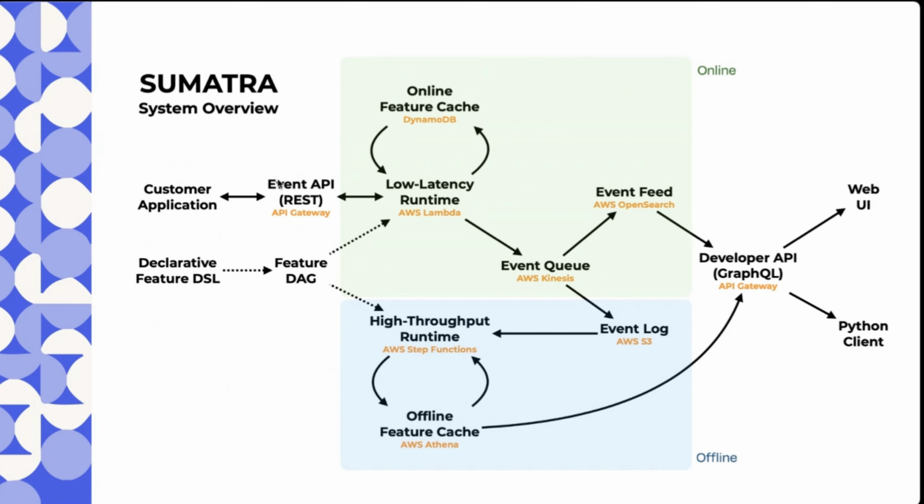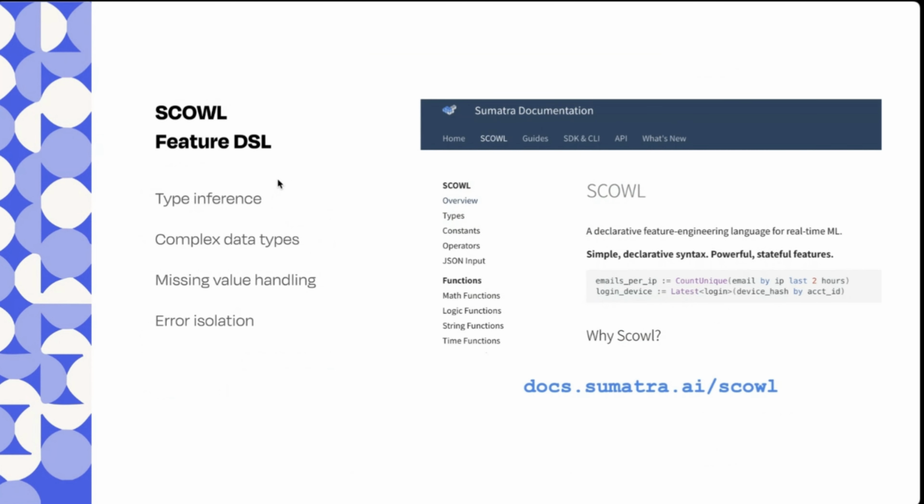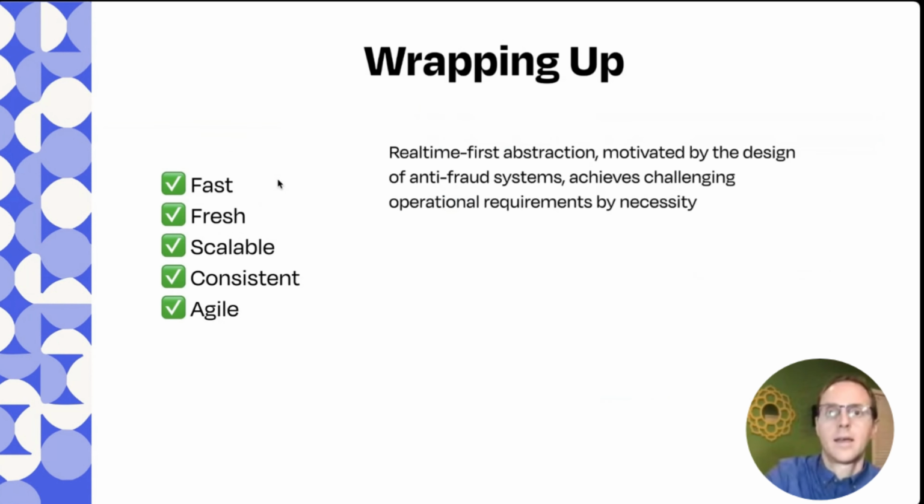All right, for the sake of time, I won't dig too much into the engineering details of how we've actually implemented this on top of AWS serverless components. But based on the slide, you can pause it and dig around if you want. Also, if you're interested in learning more about the domain-specific language we developed for the features that have been shown in this talk, we have public docs on that. It's at docs.sumatra.ai/scowl.